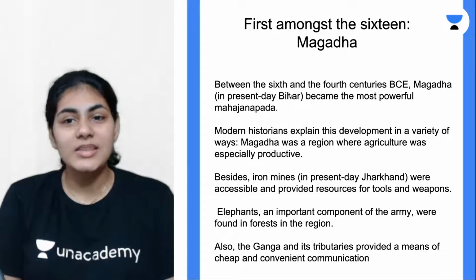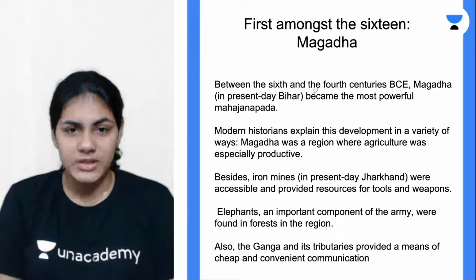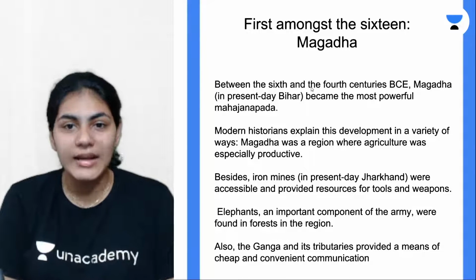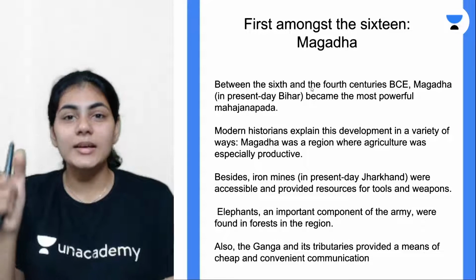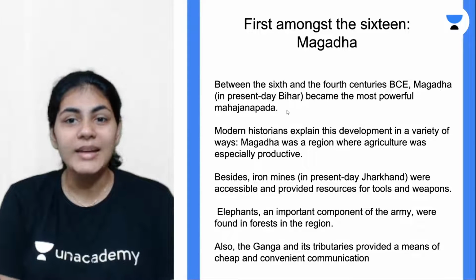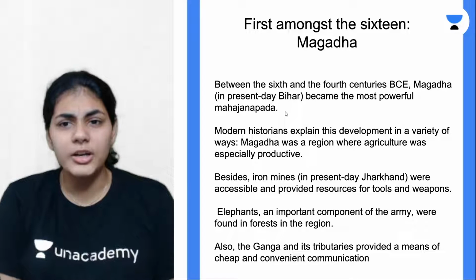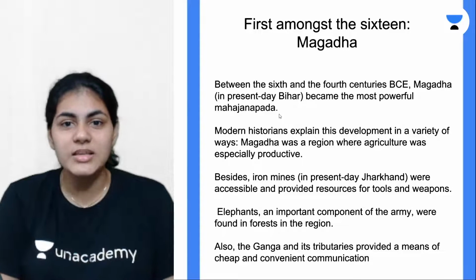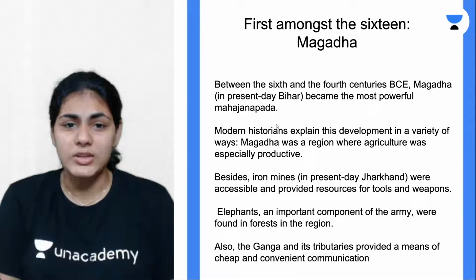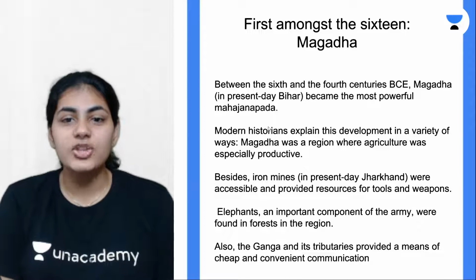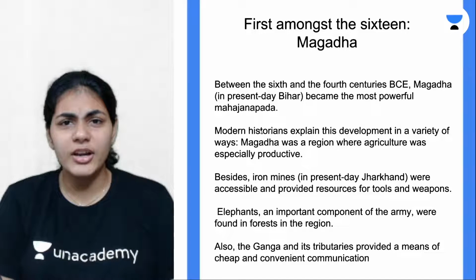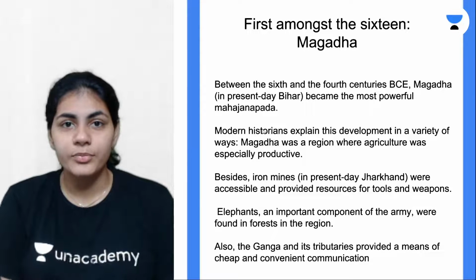So between the 6th and 4th centuries BCE, the time period we are basically talking about right now, this particular Magadha empire, which is in present day Bihar, emerged as one of the most popular and powerful Mahajanapadas, right? And there has to be a reason. There has to be some kind of explanation behind why it became so powerful. So historians have several different explanations for it.